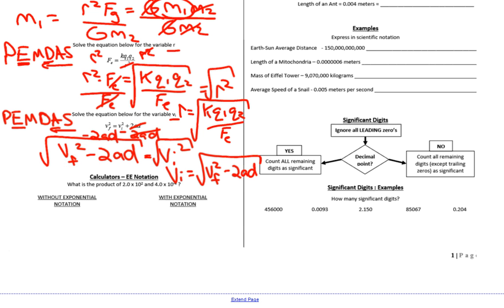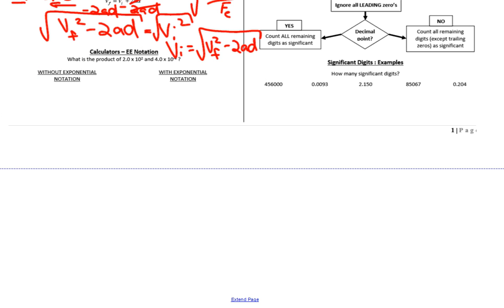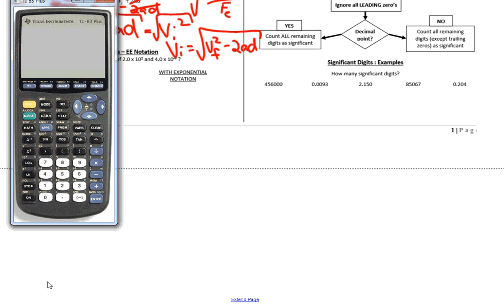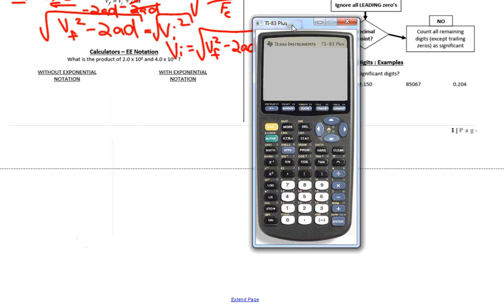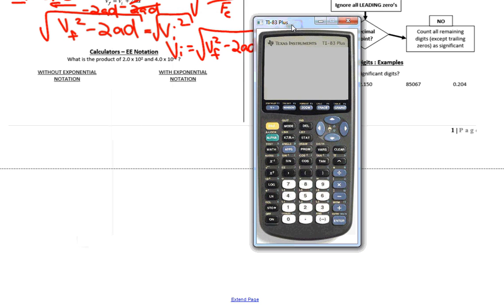Now, calculators are a big thing in this class. Knowing how to use your calculator is going to be extremely important. I have a simulated TI-83 that I'm going to share with you, but whatever scientific calculator you have, make sure you know how to use it. So the TI-83 looks something like this, and I'm just going to put this alongside here.